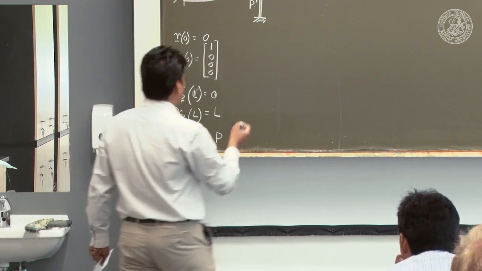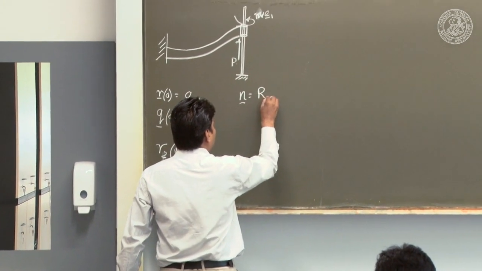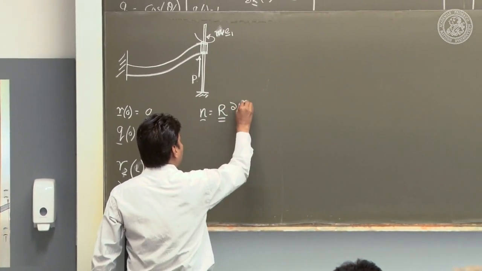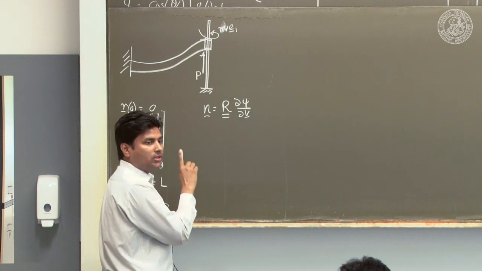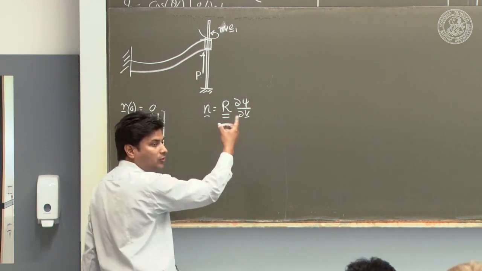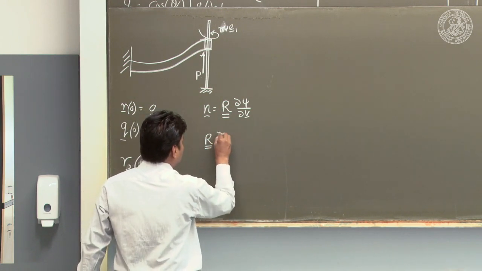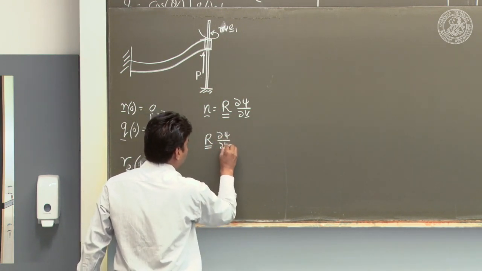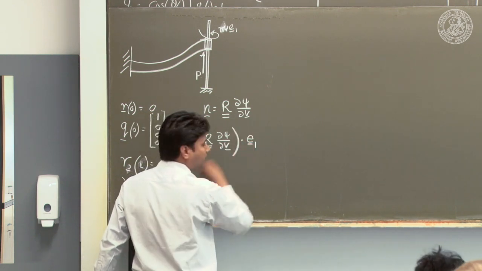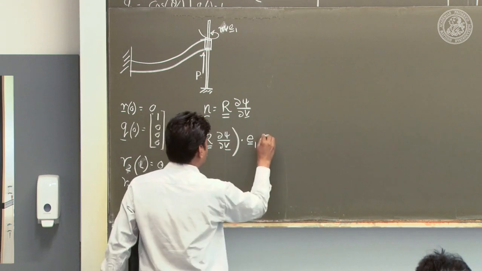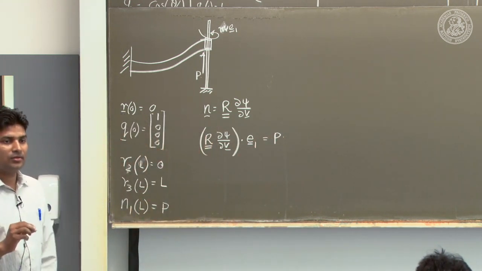So, it is simply, your n vector is big R del psi over del v, and I want to get n1, so take the dot with E1, right. So, big R del psi over del V dot with E1, that is equal to P. So, this is that equation.